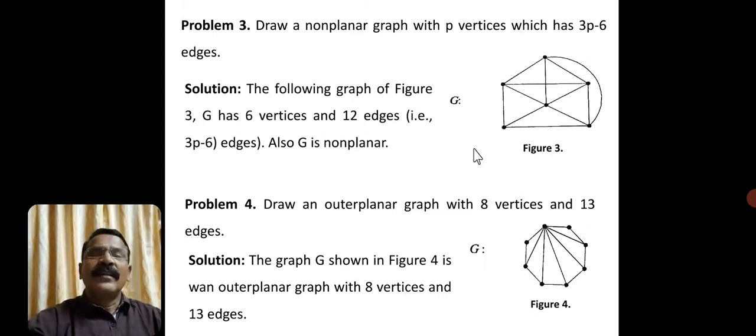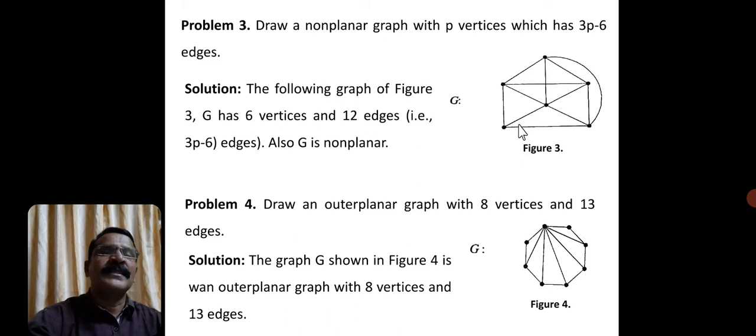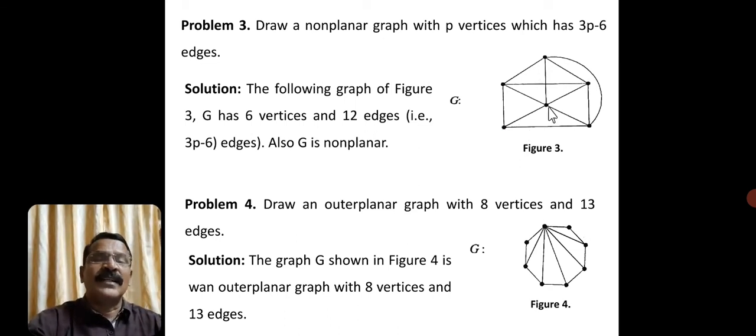Now the other third question is, draw a non-planar graph with p vertices which has 3p minus 6 edges. Okay, so you have to think for that. Suddenly if you observe the graph, you may say that yes, this is the graph, right? But you need to think.